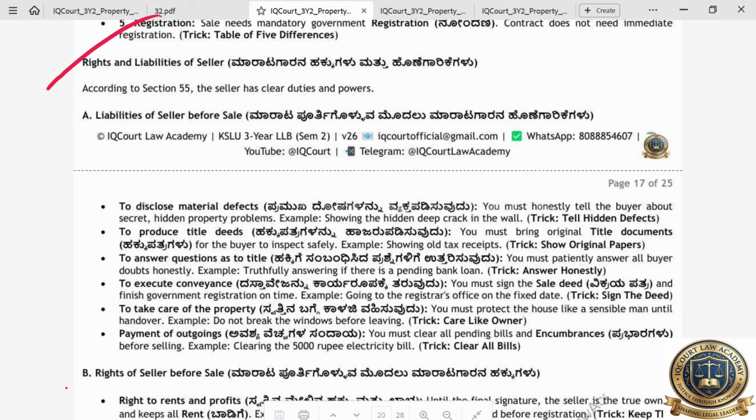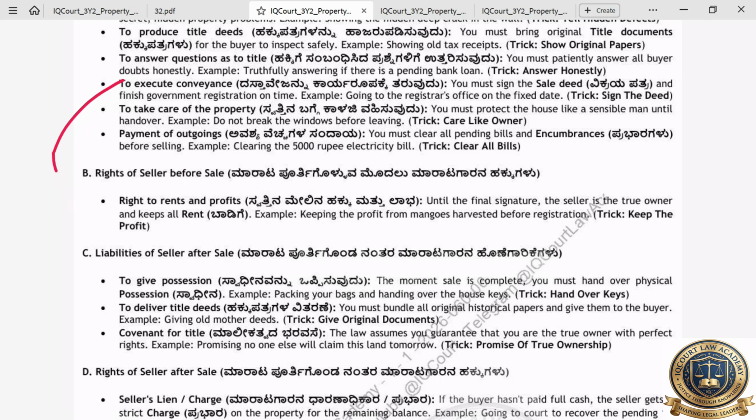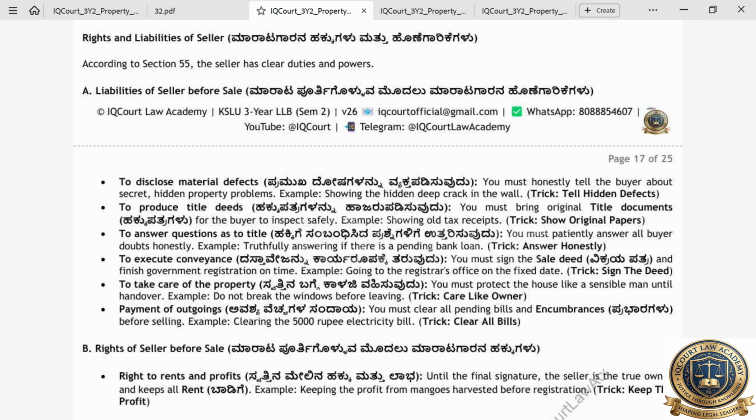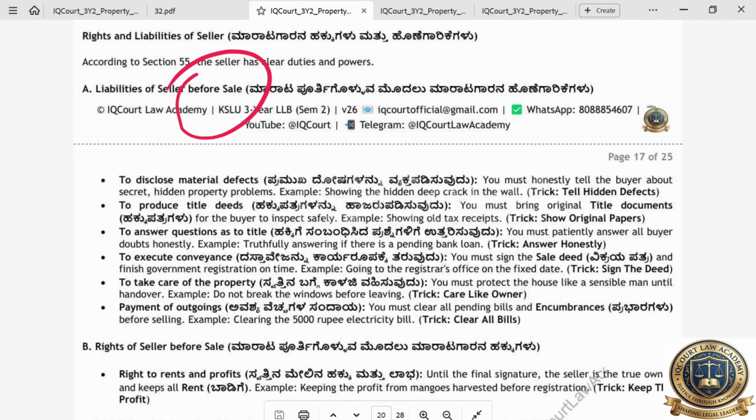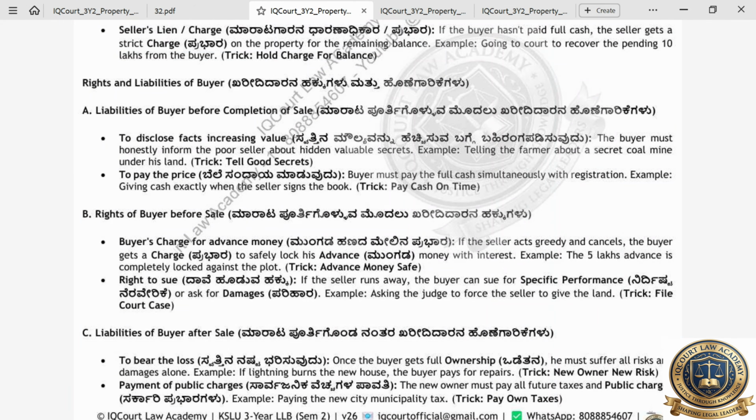Rights and liabilities of the seller, rights and liabilities. Seller before the sale, after the sale, this is very, very important. Simply writing some stories, they will not give marks. Liability of the seller before the sale, rights, again, liability and rights. After sale, this is before sale. Here also before sale. So you have to write like this. Again, for the buyer also, liability of the buyer before completion of sale, rights before sale, liability after sale and before sale. Like that you have to write.